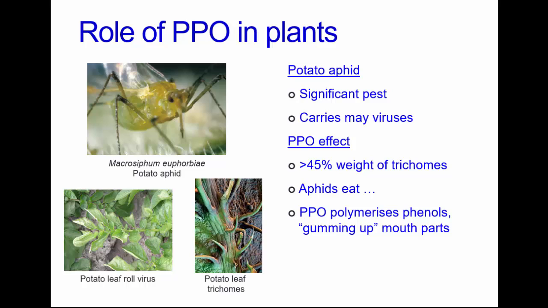So when, for example, a potato aphid eats a potato leaf trichome, it injects polyphenol oxidase, which reacts with phenols in the aphid's mouth and mouth parts, producing a gummy residue which stops the aphid from eating. So, as I said before, PPOs evolved for the plant's own reasons, and just happen to be an economic issue for us.